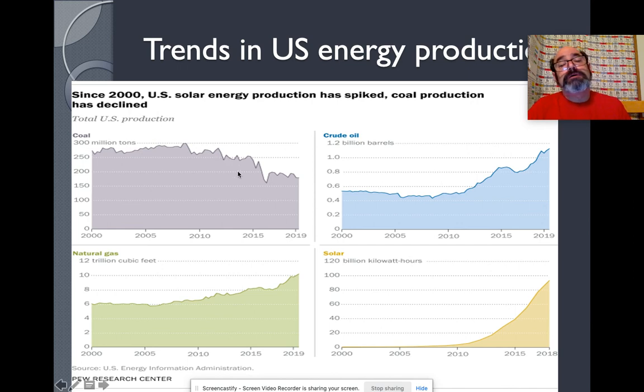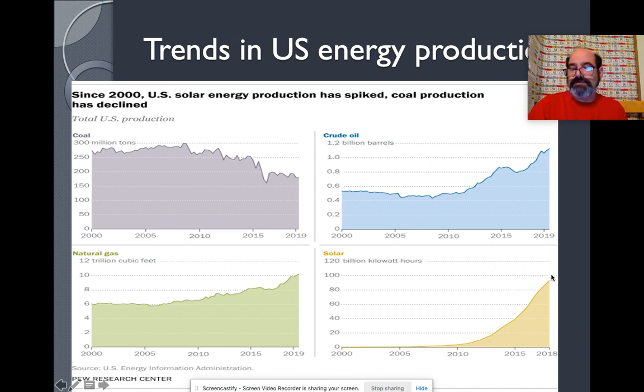Coal. Over the last 20 years, downhill. Coal, down. Natural gas has been going up. We've been fracking and getting more natural gas. And of course, oil. Our oil use has gone up too because more people have cars, more people burn gas. But look at this one. Solar. Boom. So that shall be our future because the sun doesn't run out. Thank goodness. Well, at night it runs out, but not for another couple of million years. So that is super. That is where the future is.